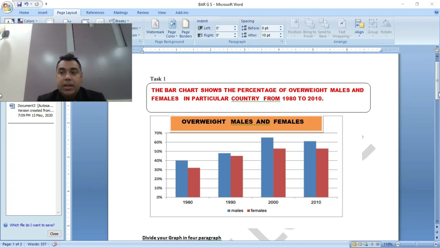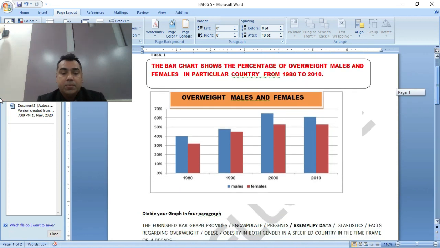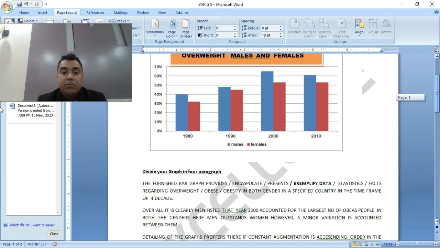An ideal graph is like you divide your graph in 4 paragraphs. First paragraph will be your introduction of the graph. Second paragraph will be your overall consolidation of what you understood, the main thing from the graph. What is your overall review of the graph? What did you see finally in the graph? That you have to write down in paragraph number 2.